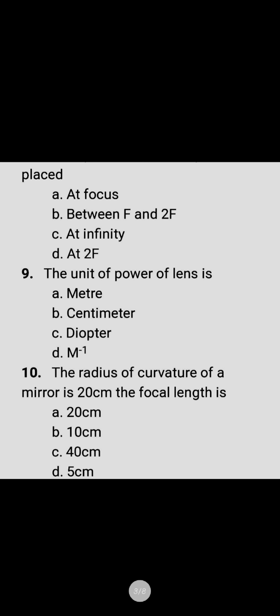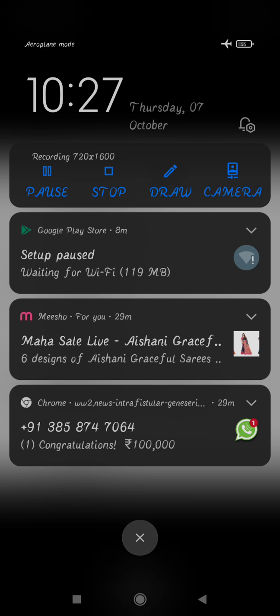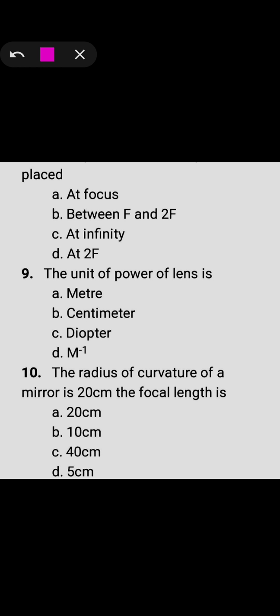Now see the ninth one, that is the unit of the power of a lens. So what will be the unit of the power of a lens? We know that the power of the lens is given in diopter, so the option is diopter. And at the last, the radius of curvature of the mirror is 20 centimeters. The focal length will be just half of it, so the focal length will be half of the radius, that is 20 upon 2, which will be 10 centimeters. So this is the answer.